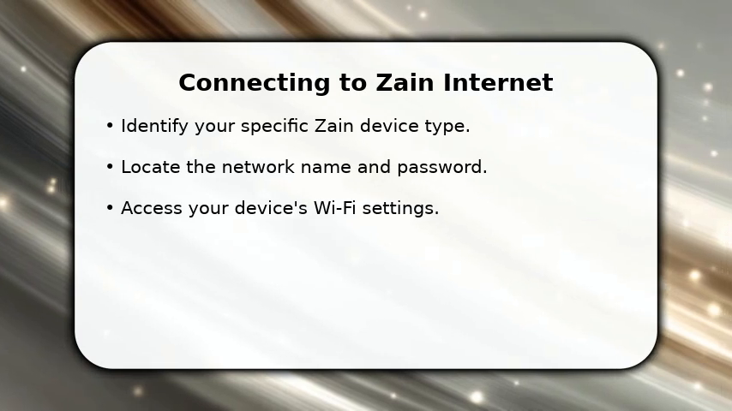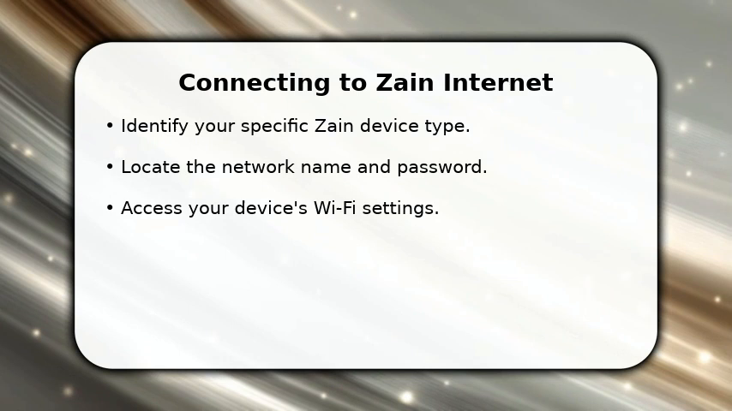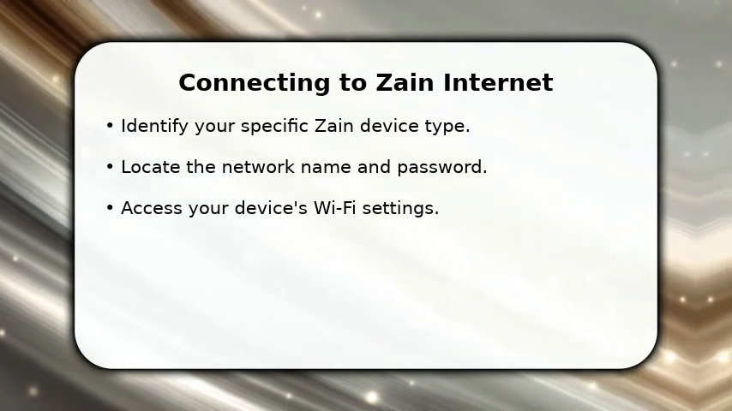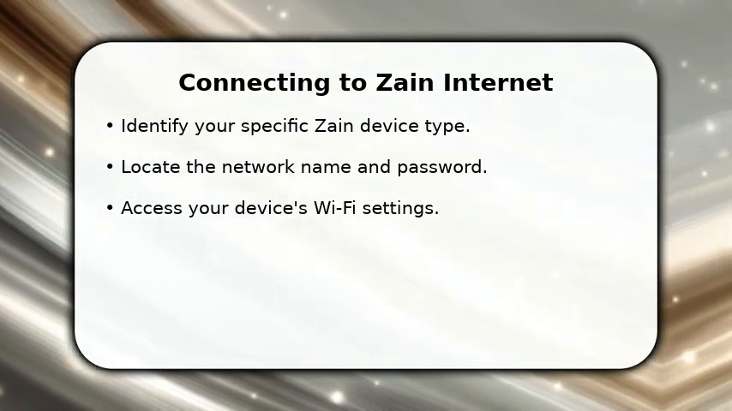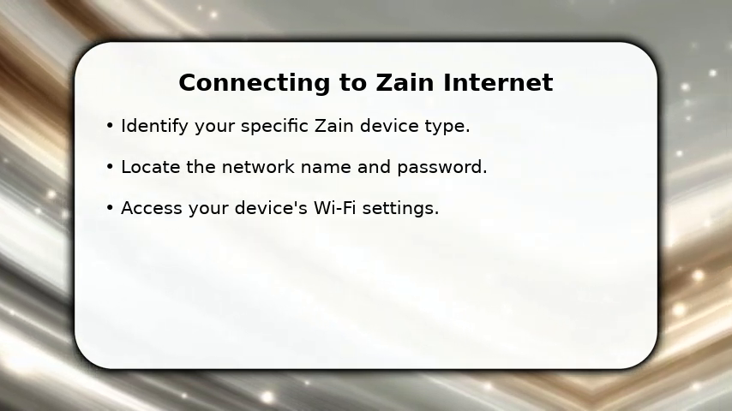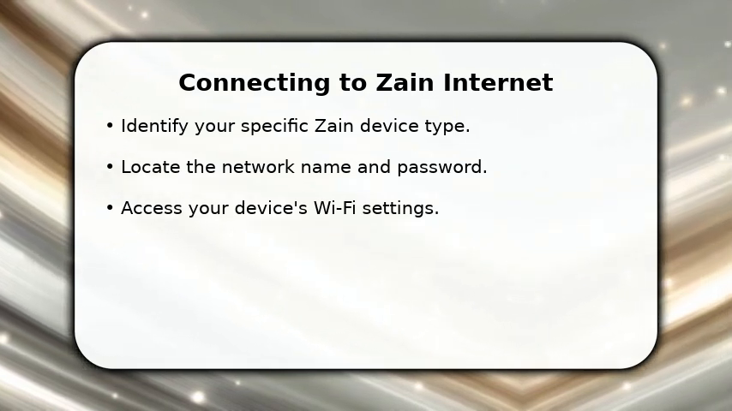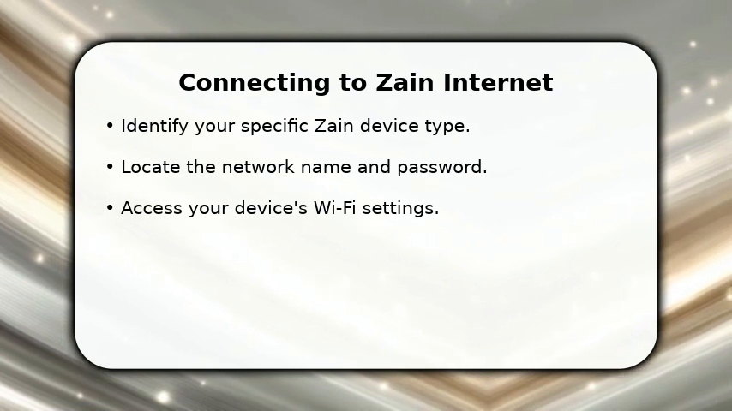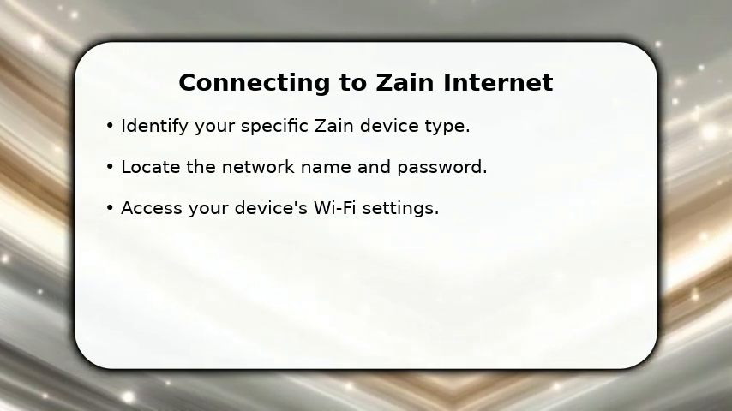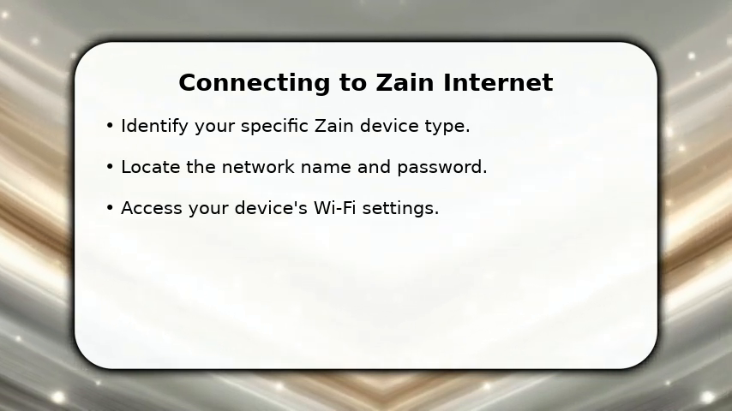Enjoy the video. In this video, I will explain how to connect Zain Internet. First, identify your specific Zain device, whether it is a router or a mobile hotspot. Next, locate the network name, often called SSID, and the password, usually printed on a sticker on the device itself. Finally, open the Wi-Fi settings on your phone, tablet, or computer to begin the connection process.